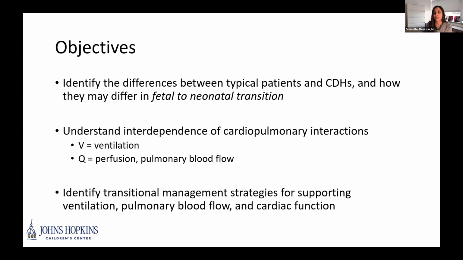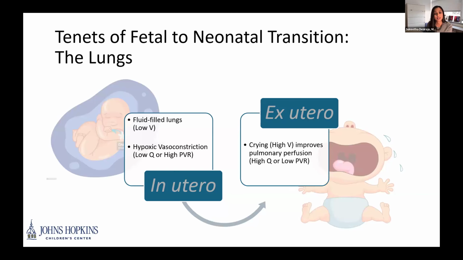So let's start by talking about fetal to neonatal transition in the lungs. And I like to tell trainees that every day is match day. What I'm referring to here is a VQ match, whether we're talking about VQ matching in utero or ex utero. In utero, the lungs are filled with fluid, both amniotic fluid as well as fluid produced by the lungs. And they're in a low V state, a low ventilation state. Along with that, they experience hypoxic vasoconstriction, which is a low Q state, low pulmonary blood flow with high pulmonary vascular resistance. That's a VQ match.